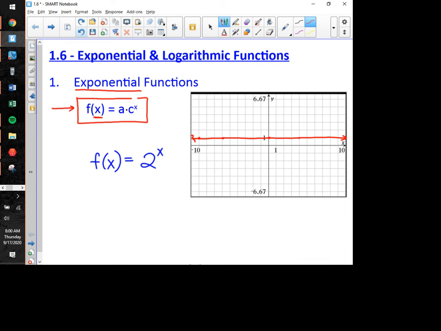And the same thing would happen with 0 to the x power. But it's not until you let your base be something other than 1 or 0 that interesting things actually start to happen. And 2 is the simplest way to see that.